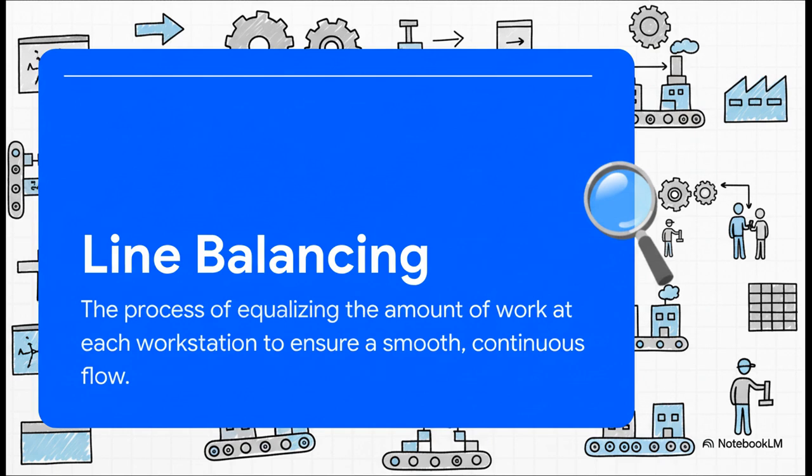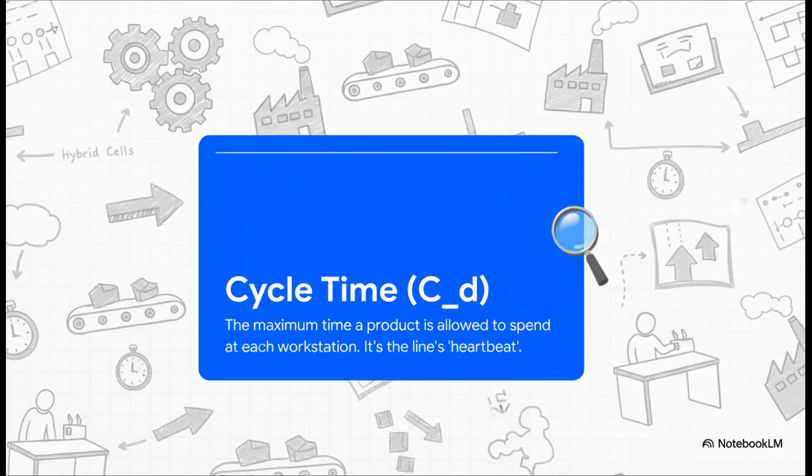So, what is line balancing? It's the process of perfectly equalizing the amount of work that's assigned to each and every workstation on an assembly line. The goal is to create a smooth, continuous flow, making sure no single station becomes a bottleneck while other stations are just sitting there waiting. Now, to get that perfect balance, the very first thing we have to calculate is something called cycle time.